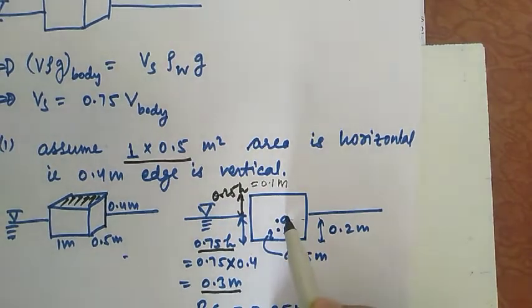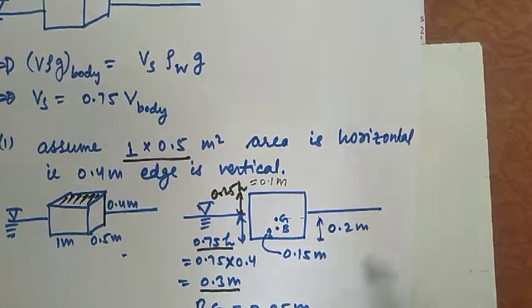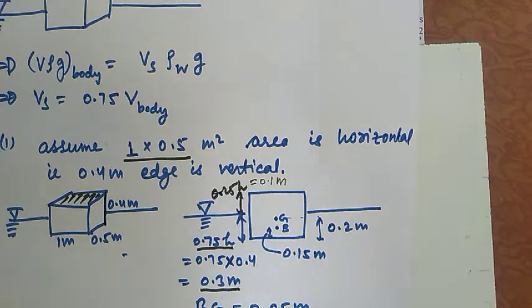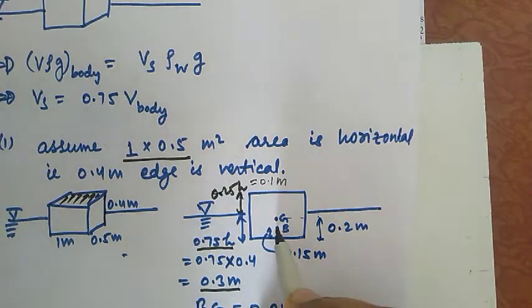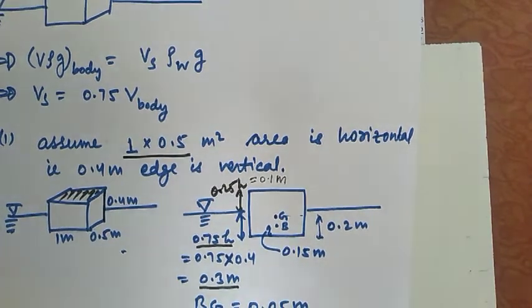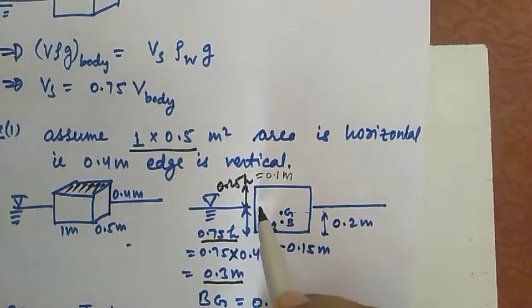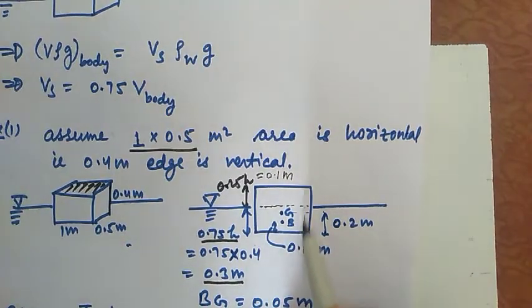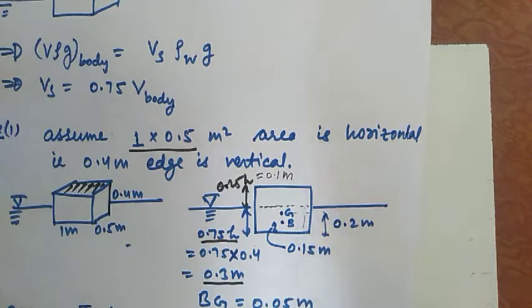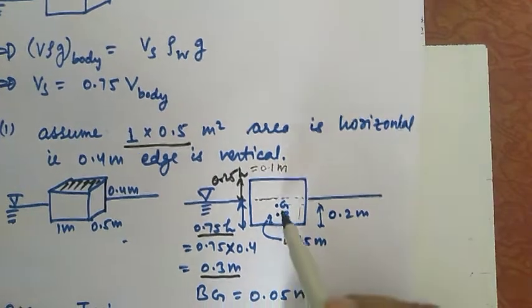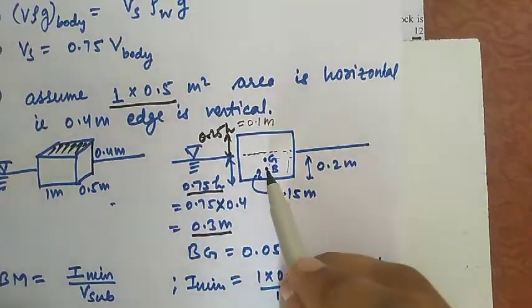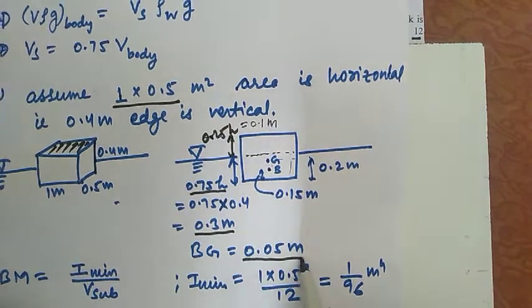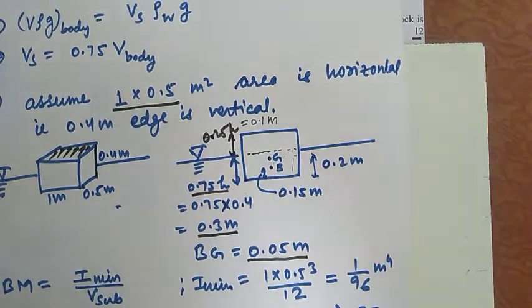First we'll calculate the center of gravity, which will be 0.2 meters at the center, no doubt, and the center of buoyancy. This height is 0.3 meters, so the center of buoyancy will be 0.15 meters, correct? Now we'll find the GB. GB will be the distance between B and G, that will be 0.05 meters.